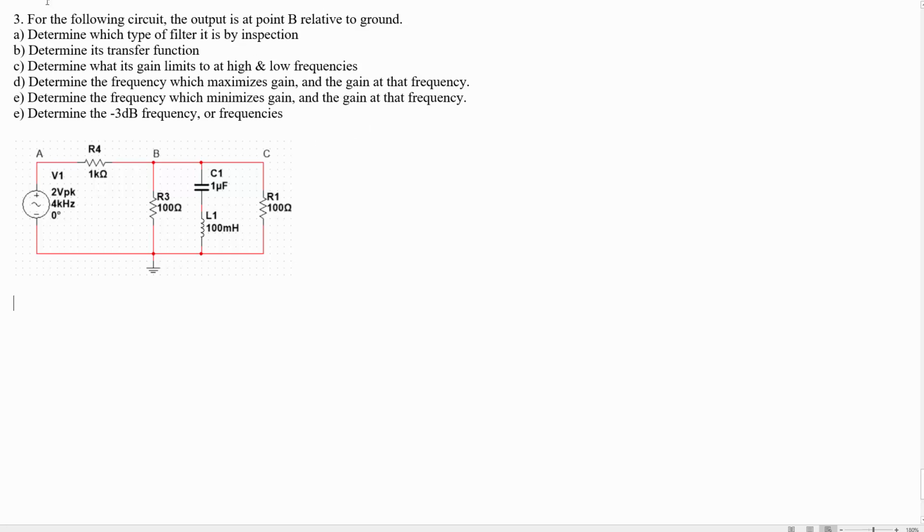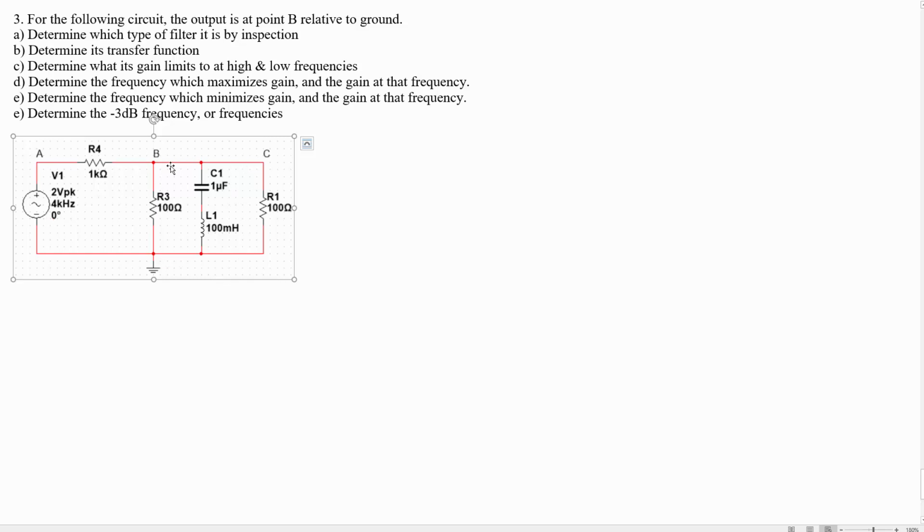Hi, we're going to be doing another filter circuit. For this one, we're going to figure out what type of filter it is by inspection, find its transfer function, find what the gain limits to at high and low frequencies, and then find which frequencies maximize and minimize gain, and then the 3 dB frequency or frequencies if there's more than one.